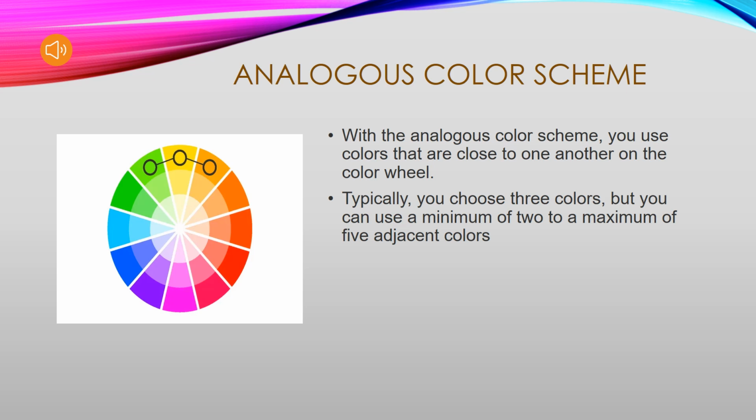Moving on, we have the analogous color scheme. With the analogous color scheme, you use colors that are close to one another on the color wheel. Typically, you choose 3 colors, but you can use a minimum of 2 or a maximum of 5 adjacent colors.